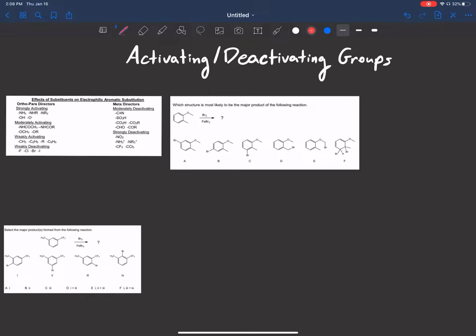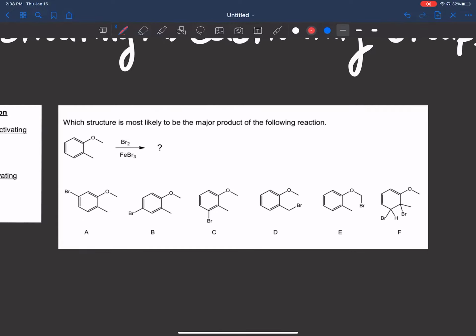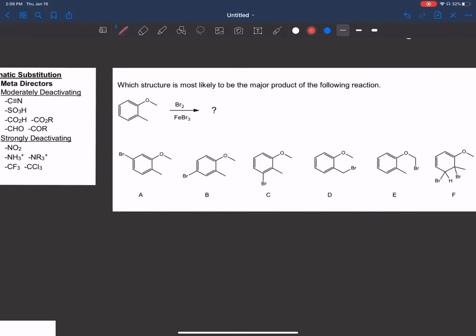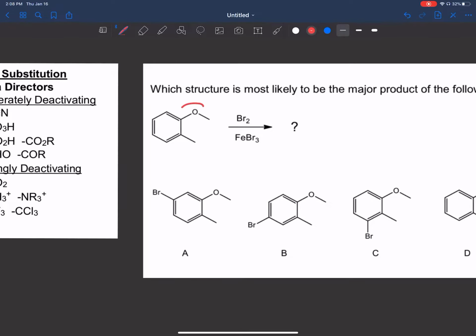So the thing to know is when you have multiple substituents on your benzene and you're trying to figure out, well, okay, if I have, let's say, like in this example, it says choose the structure that is most likely to be the major product of the following reaction. So we have this oxygen with that methyl, that's called the ether. And we have this methyl over here.